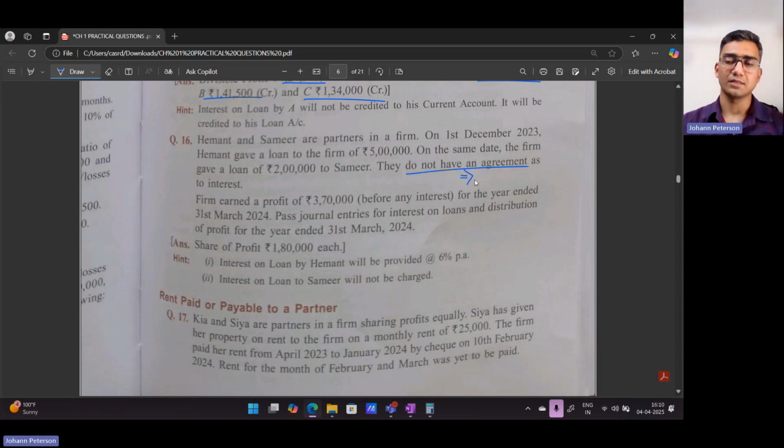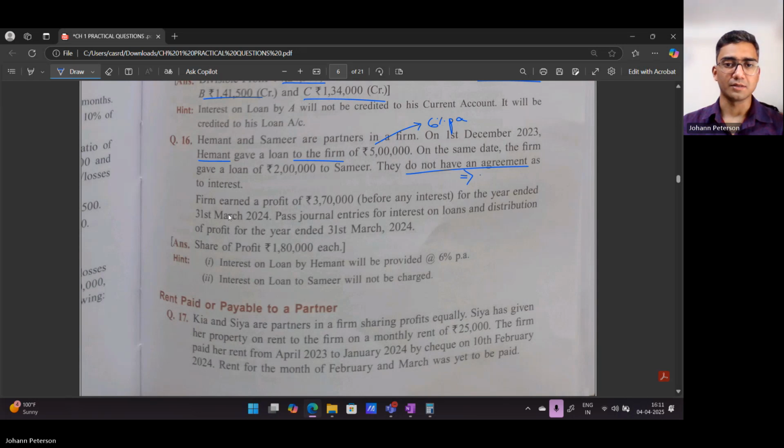This means that they did not conclude as to how much interest they are going to actually charge or give. So only the case where by default some interest will be charged, that will be mentioned. So when you take a loan from a partner, which is H, who had given a loan to the firm, in this case, the interest would be applicable. So the interest is 6% per annum.